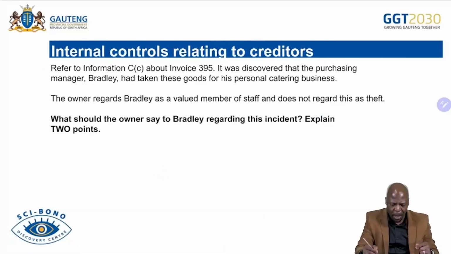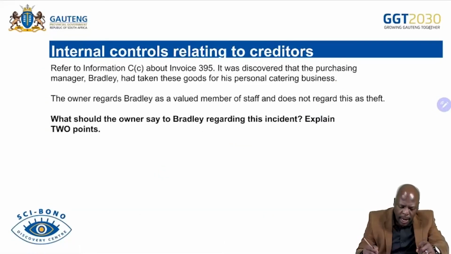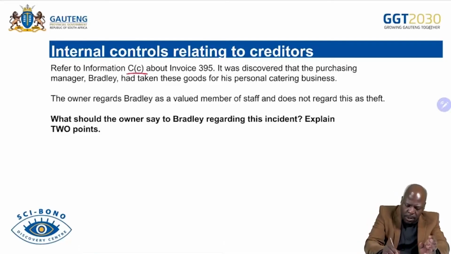So in other words, we just don't pick an invoice and then make payment, but they should be processed before we can effect payment. I want us to look at an activity which has to do with internal control. It is coming from one of the NSC papers. It says, refer to information C about invoice 395. Okay, so when we go to information C, we're going to look at invoice 395.